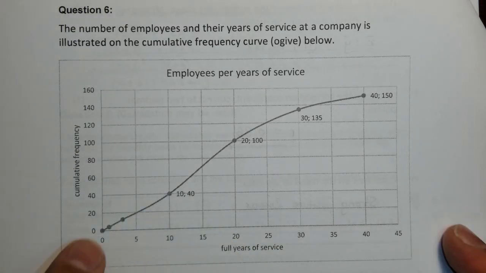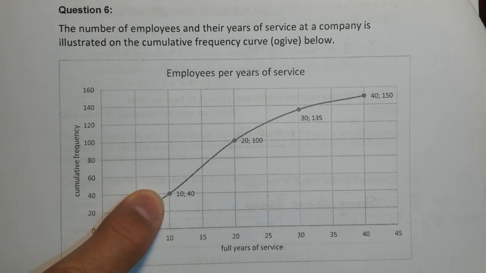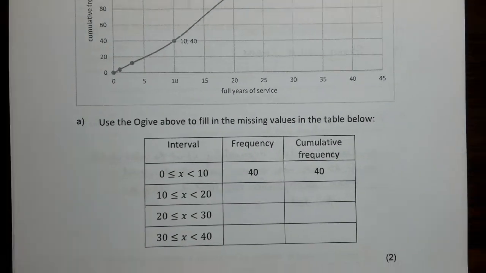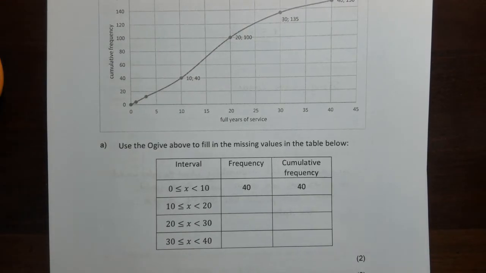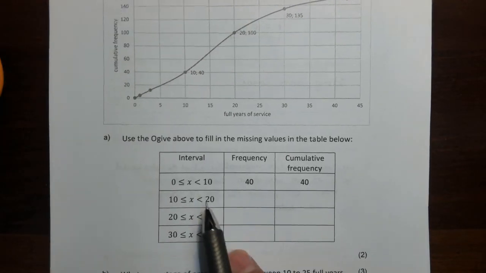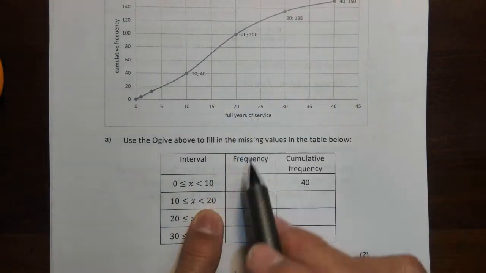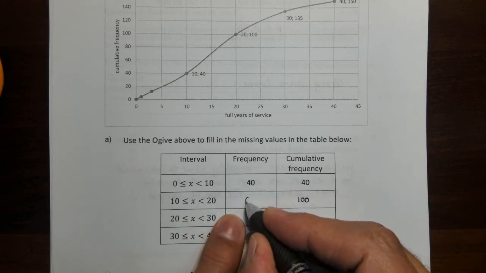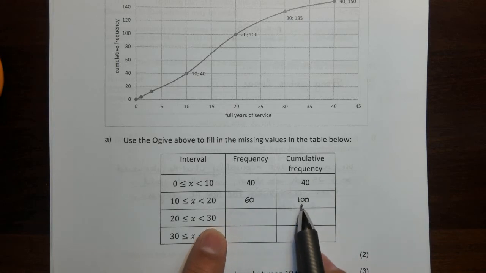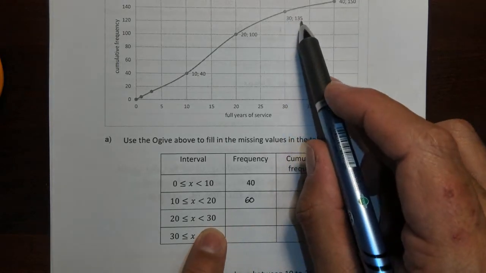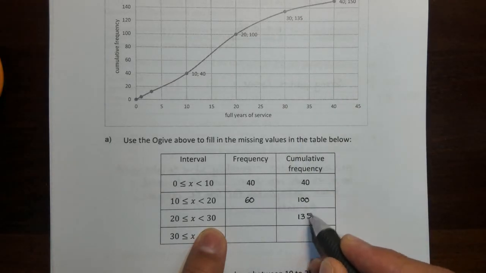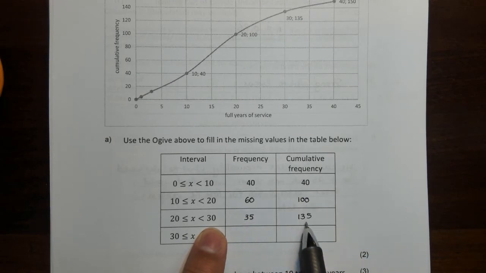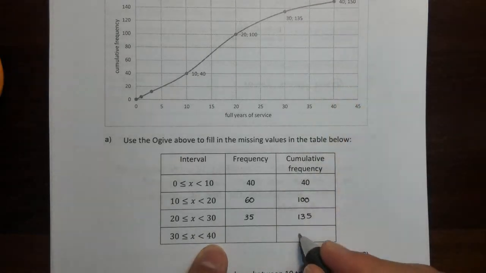So let's see. Remember, our graph always has the right point of each interval. Our first interval is at 10 and 40. The next one is at 20 and 100, which means that has to be a 60, because 60 plus 40 gives 100. The next one is 135, which means we had to have a 35 here so that those two collectively give us that. Our last tally here is 150.